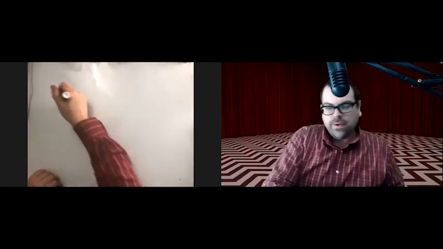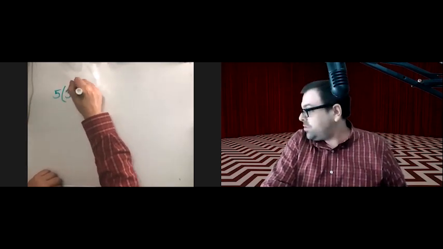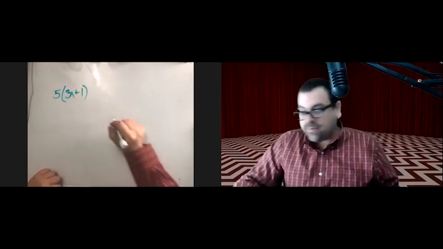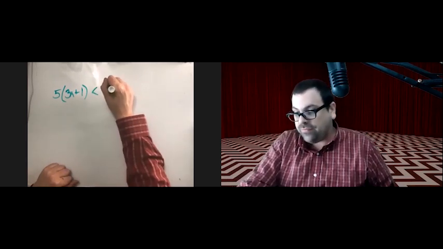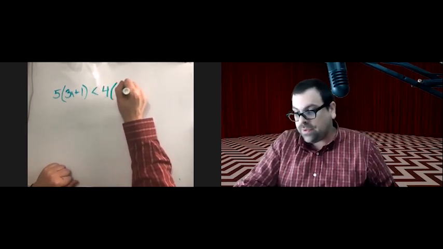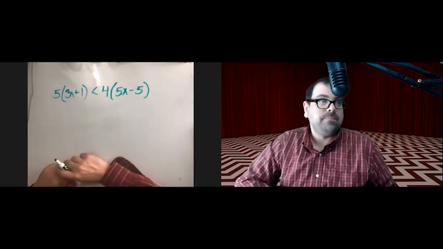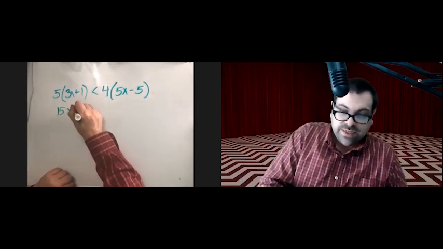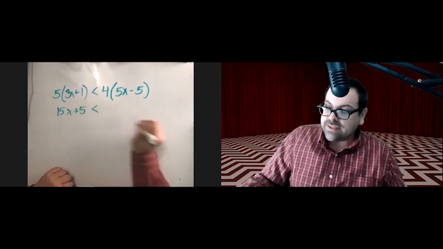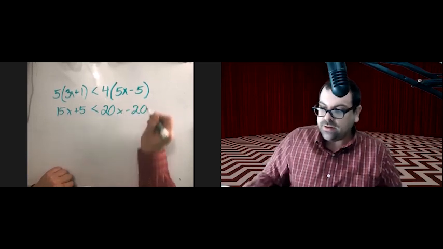Let's do another one with all the parentheses. 5 times 3x plus 1 is less than 4 times 5x minus 5. Distribute. 15x plus 5 is less than 20x minus 20.